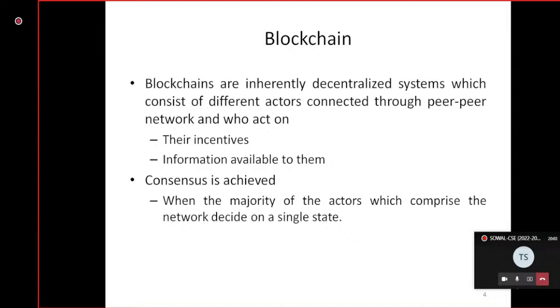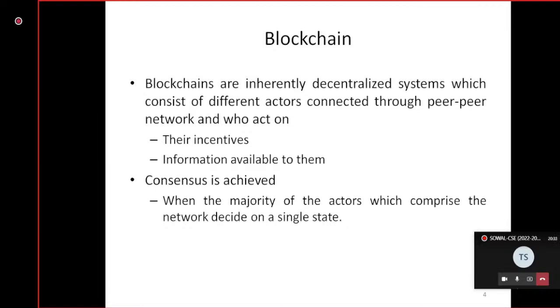There are two kinds of systems. The client-server network is typically used in a centralized system like the banking system. There is a server, all others are client nodes, and all the nodes access information from the server, which is the service provider. But in this kind of system, all nodes are equal and connected to each other with equal capacity. All nodes have the complete copy of the blockchain.